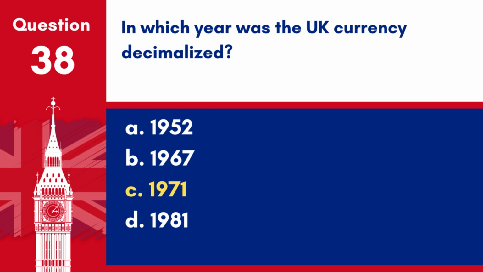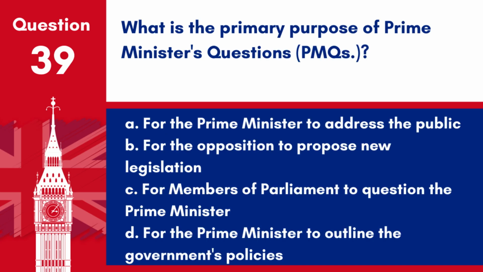Answer: C. 1971. The UK currency was decimalised on 15 February 1971, moving away from the pounds, shillings and pence system. Question 39. What is the primary purpose of Prime Minister's Questions, PMQs? A. For the Prime Minister to address the public. B. For the opposition to propose new legislation. C. For members of Parliament to question the Prime Minister. D. For the Prime Minister to outline the government's policies.